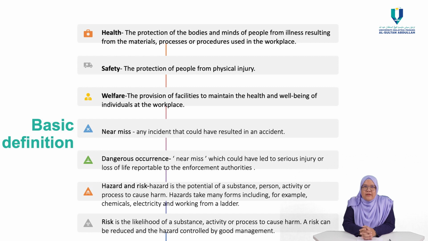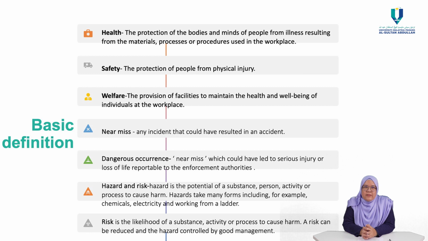So safety and health are fundamental concepts that encompass various aspects related to the well-being, protection and overall quality of life for individuals. So before I go for these basic definitions, let's discover what is health and safety. Health is the protection of the bodies and minds of people from illness resulting from the materials, processes or procedures used in the workplace, whereas safety refers to the condition of being free from harm, danger, risk or injury.